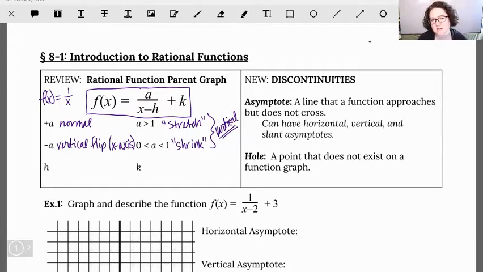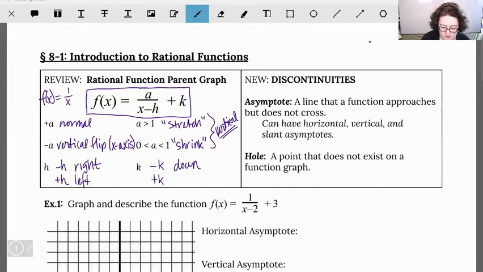Our h and our k still have the same behavior as they did before. So if we had a negative h value, that means we end up moving right. If we had a positive h value, it means we move left. If we have a negative k value, that means we move down. And a positive k value means we move up.